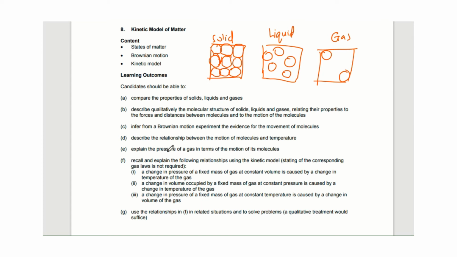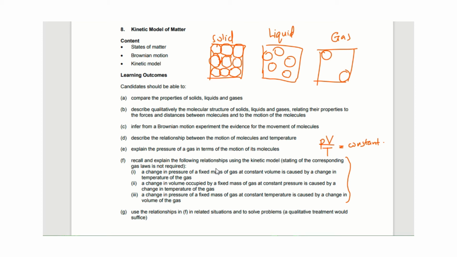Part F, recall and explain the following relationships using the kinetic model. A change in pressure of a fixed mass of gas at constant volume caused by a change in temperature of the gas. For a fixed mass of gas, PV over T is a constant. So for part 1, it's a change in pressure caused by a change in temperature. When temperature increases, pressure will also increase.